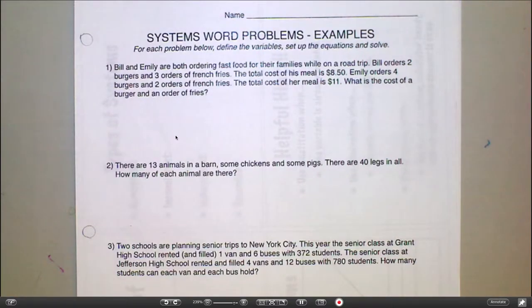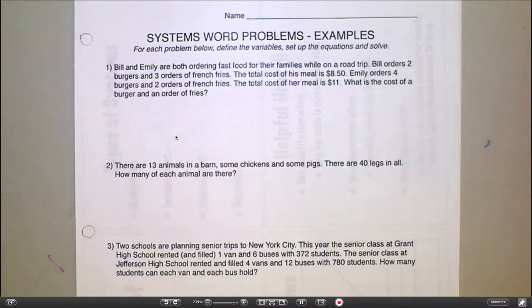Okay, so let's take a look at this first one. Bill and Emily, parents of the year, ordering fast food for their families. I will not judge. I do this plenty. Bill orders 2 burgers and 3 orders of fries, and the total cost of his meal is $8.50. Emily orders 4 burgers and 2 orders of fries, and the total cost of her meal is $11. So what is the cost of a burger and an order of fries?